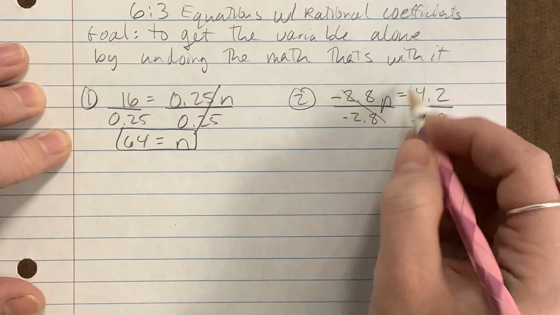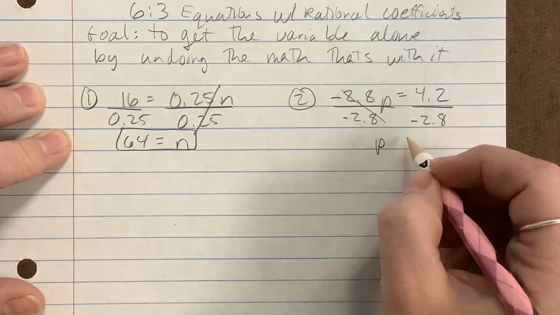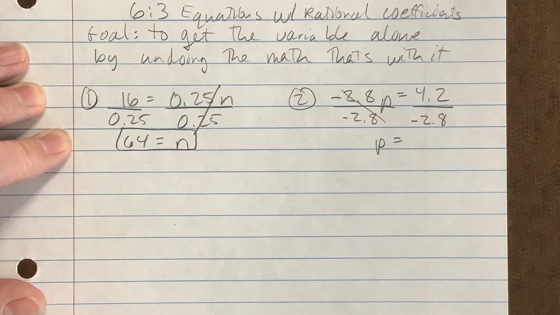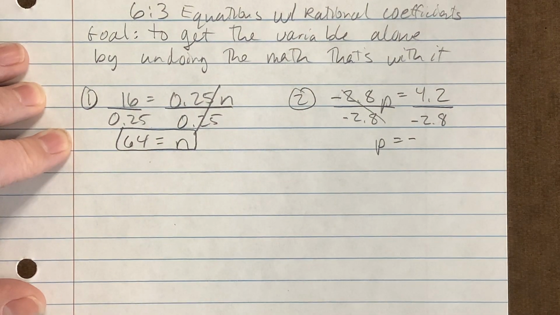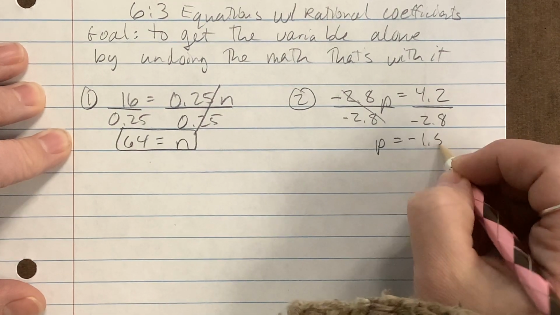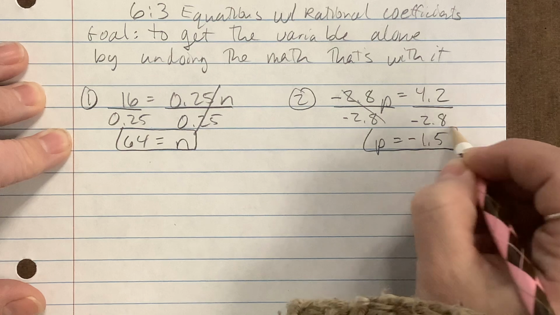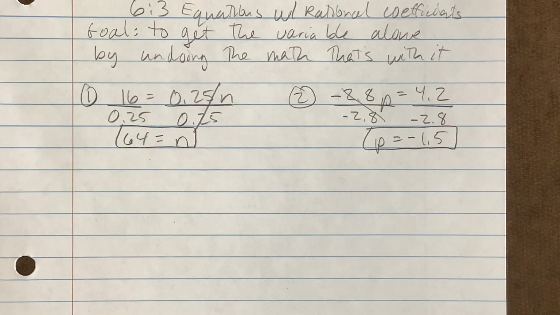Okay, those turn into 1. 1p, we don't write the 1, bring down that. And then positive divided by a negative is negative. And 4.2 divided by 2.8 is 1.5. Okay, so that's pretty easy with the decimals because we can just use the calculator. No problem at all.